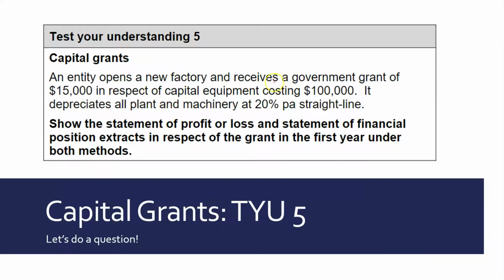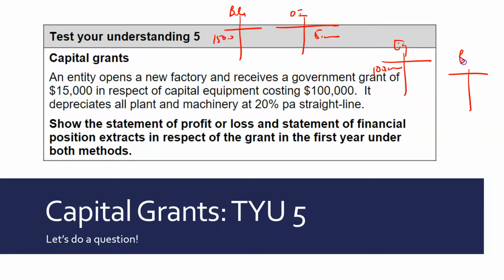So what are we saying here? We have here a new factory receives a government grant of 15,000. So this is what happened. Double entry: bank 15, deferred income 15. In respect of capital equipment costing 100 grand. So you are going to go out there and buy your equipment for 100 grand, and that's bank.